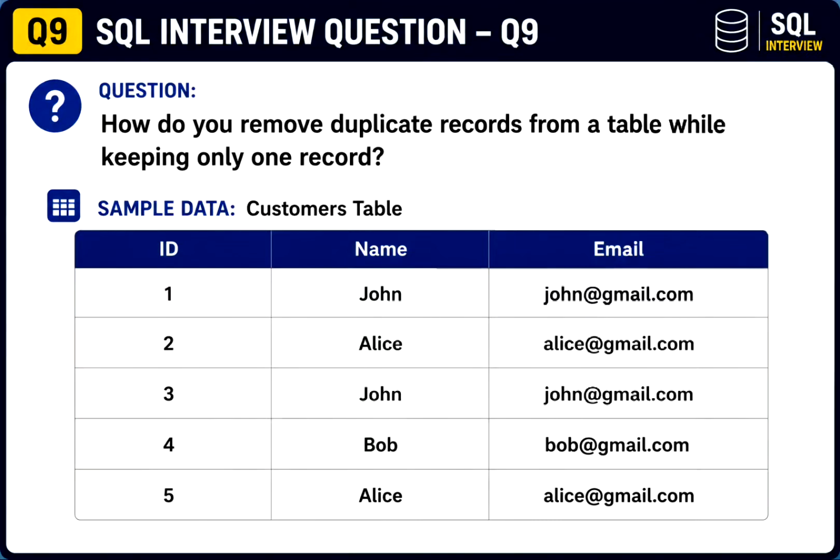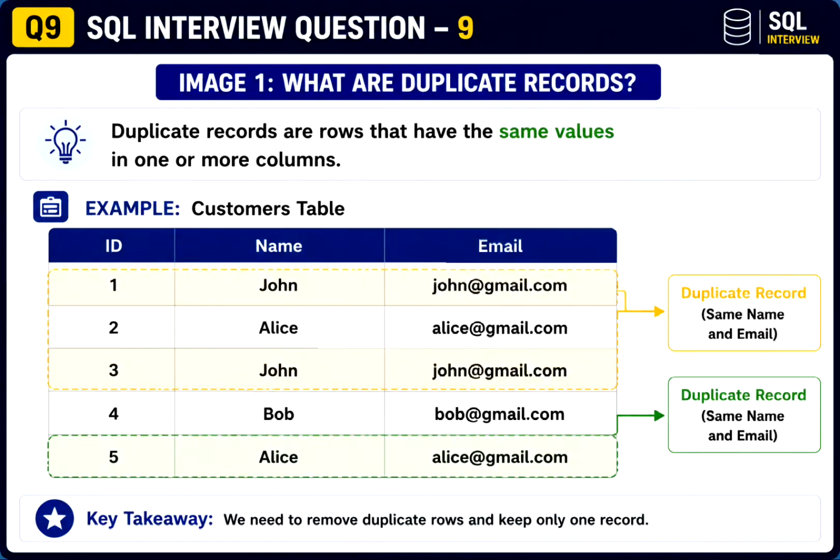So, the next question: find duplicate records and keep only one record. This is one kind of interview question. How do you remove duplicate records from your table while keeping only one record? I am providing sample data here, and I am explaining it image by image.